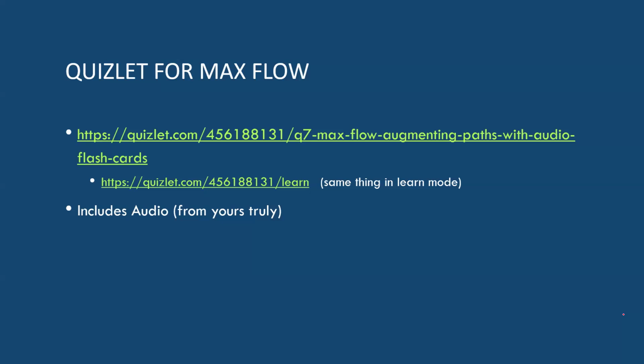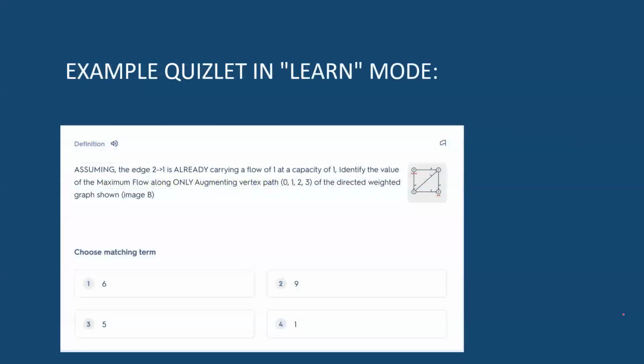So this might help you get ready for your quiz. It might help you for the lab today, but I'll just give that to you to consider. But here's what that quiz looks like in Quizlet, right? Assuming edge 2-1 is already carrying some flow of 1 at a capacity of 1, identify the value of the maximum flow along that path, 0, 1, 2, 3.